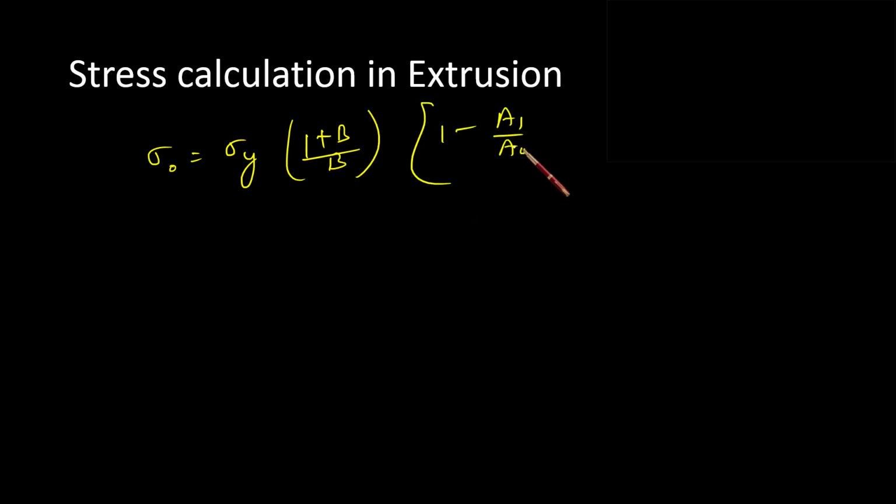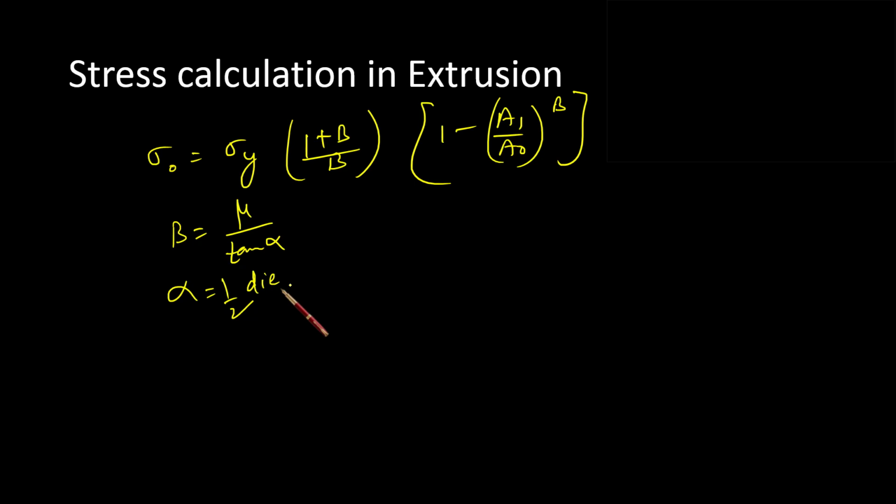In extrusion also, similar kinds of forces are used, that is, sigma naught is equal to sigma by into (1 plus b upon b) into (1 minus a1 by a naught), right, final by initial. Sigma naught is the extrusion stress, b is mu by tan alpha, right, alpha is the die angle, half of the die angle.